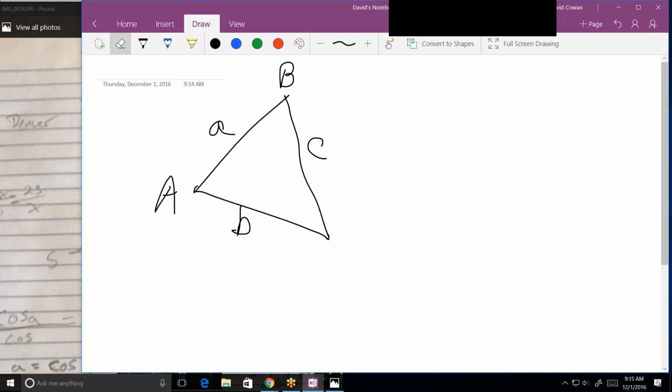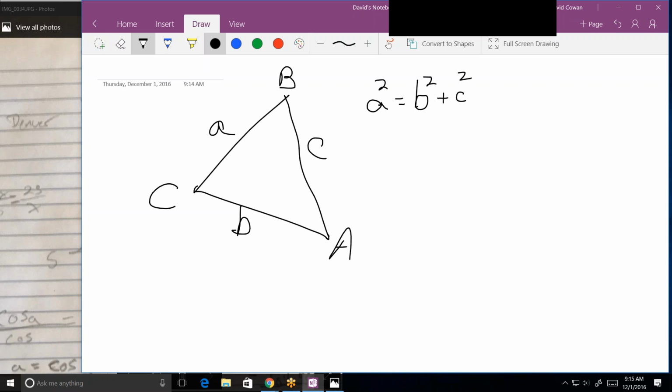Hold on a second, I've labeled this wrong. Excuse me. That's A, that's B, and that's C. Okay? Now here's what the law of cosines says. Any side squared equals the sum of the other two sides, and these lowercase letters mean the length of the side. The larger letters mean the angle. Okay? Minus 2BC, whatever these two letters are, go there, times the cosine of the angle opposite this side on the left side of the equation.